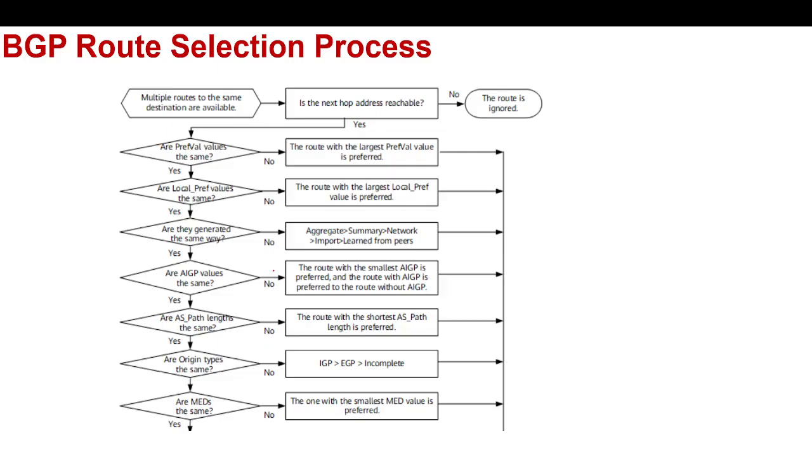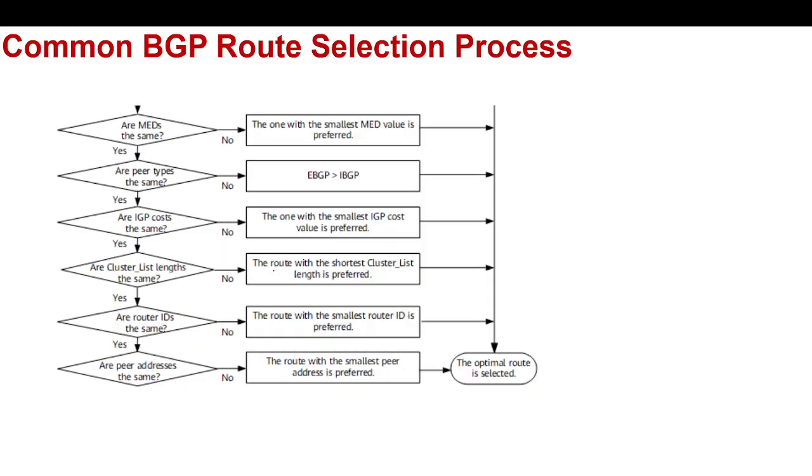Then we have the preferred value. Preferred value, this is similar to weight in Cisco. And then we have other attributes like the IGP values, the AS path length, the origin types, the MED, and it will continue checking the peer type, checking the IGP cost. So for the peer type, we are talking about eBGP and iBGP. So whenever you have two routes, you have eBGP, you have iBGP. The eBGP route will always be selected as the best path. The iBGP will be ignored.